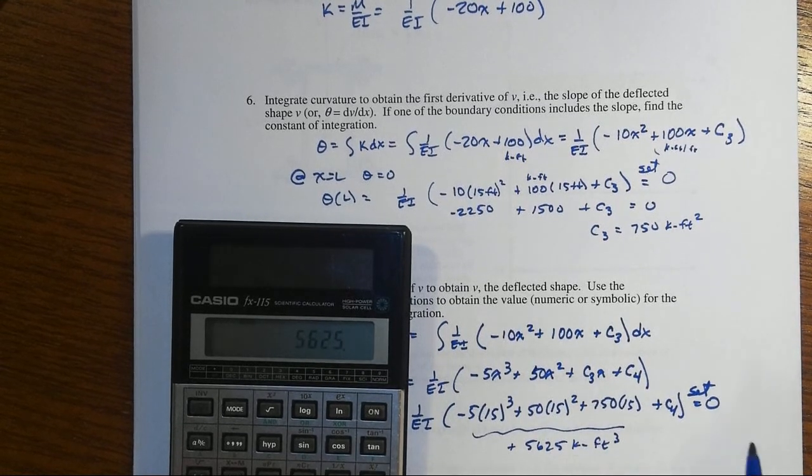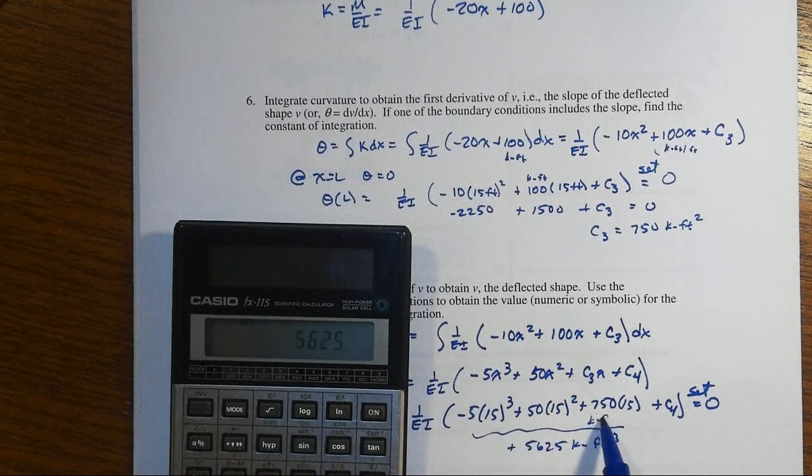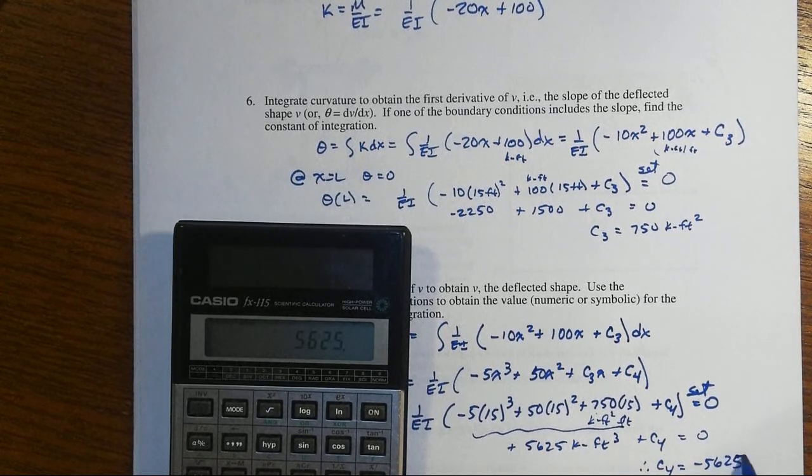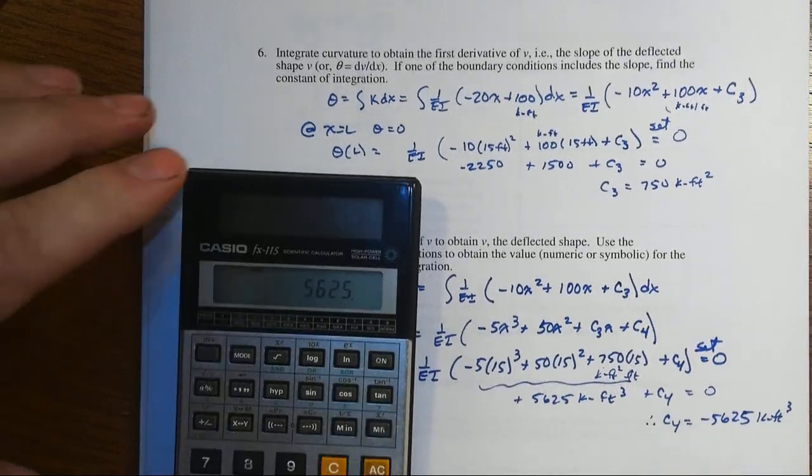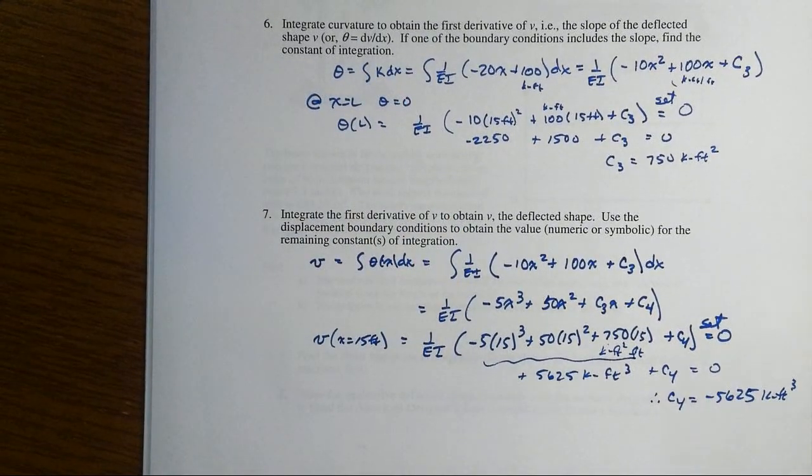How did I know that? Well, because the 750 was kip-feet squared times another foot, right? And that was plus C4 equals 0, so therefore C4 equals minus 5625 kip-foot cubed. Right, so that's going to give us an expression for our displacement.